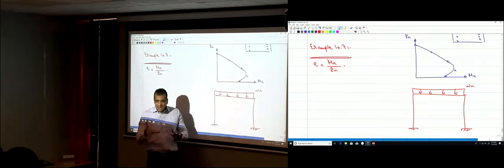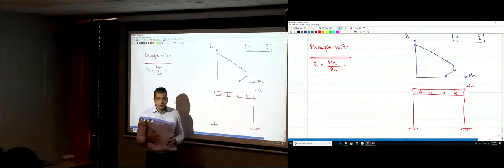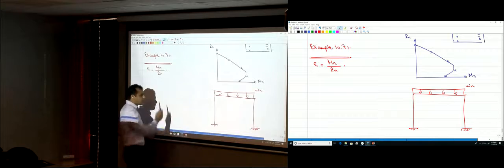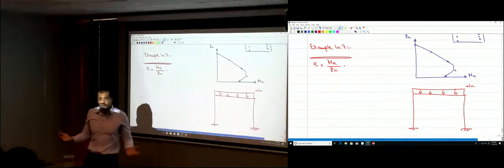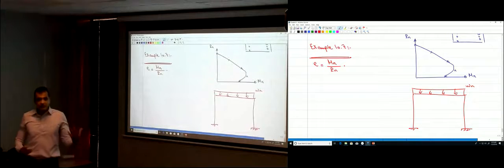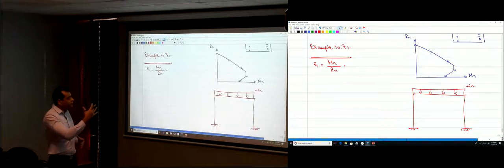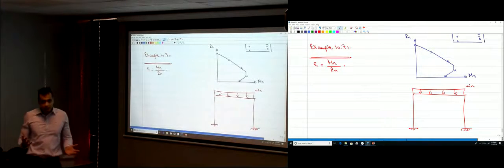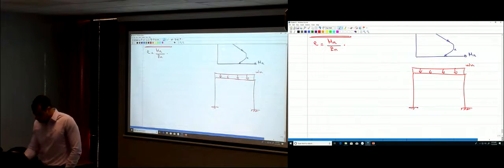So the eccentricity is constant, regardless of how much the load changes. As long as it's the same distribution, if the value of the load doubles or triples, the eccentricity is the same. If Wn doubles, both of those numbers double and the eccentricity remains the same. That's why I care about the eccentricity: it's a constant. Whether this load is 100 or 1,000, the eccentricity is the same number. So that's the example that we want to solve.